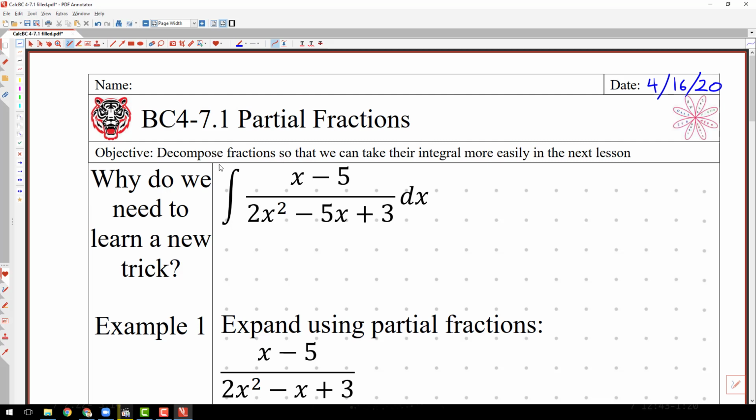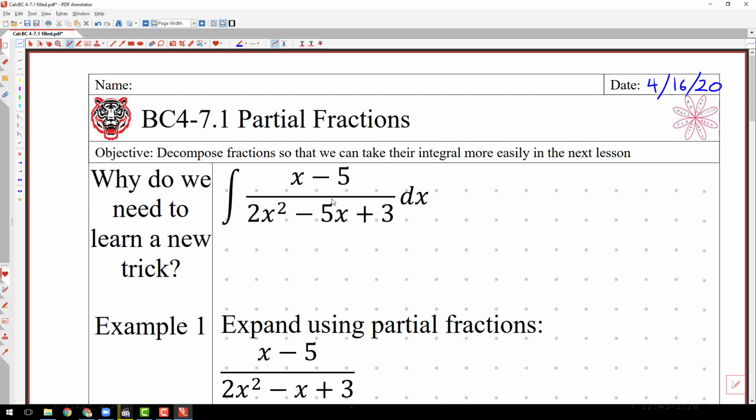But yeah, so we're just dealing with partial fractions. Notice it doesn't say anything like integration using partial fractions. I'm focusing on the algebra, not the calculus. So our objective today is to decompose fractions, which is another way of saying use partial fractions, so that we can take their integral more easily in the next lesson. Why do we need to do something to make it easier? Why do we need to learn a new trick?